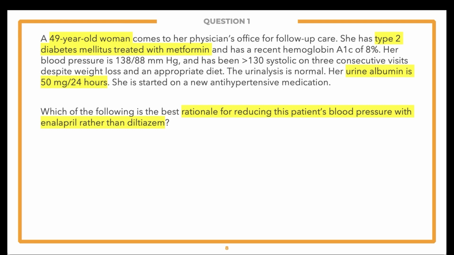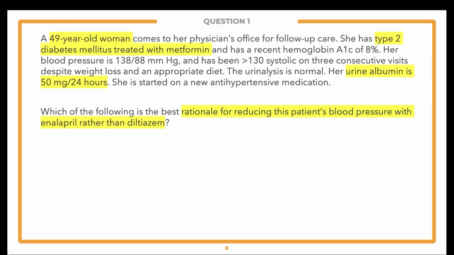All right. And then I go to the top. I always like to have demographics. So 49-year-old woman is important. It's important that she has diabetes and is on metformin. A1C of 8, sure. And then outside of that, she's a little hypertensive, and urine albumin is 50 over 24 hours. And she started on a new antihypertensive medication. So she's hypertensive, has a little bit of albumin in the urine, and she's got a history of diabetes. And they're asking you, okay, why do we pick enalapril over diltiazem?